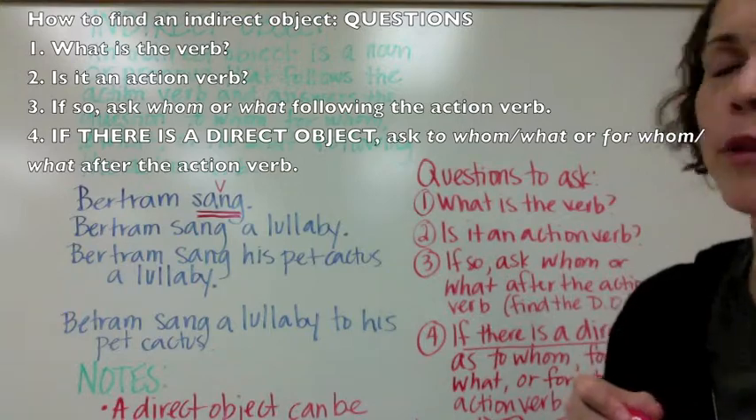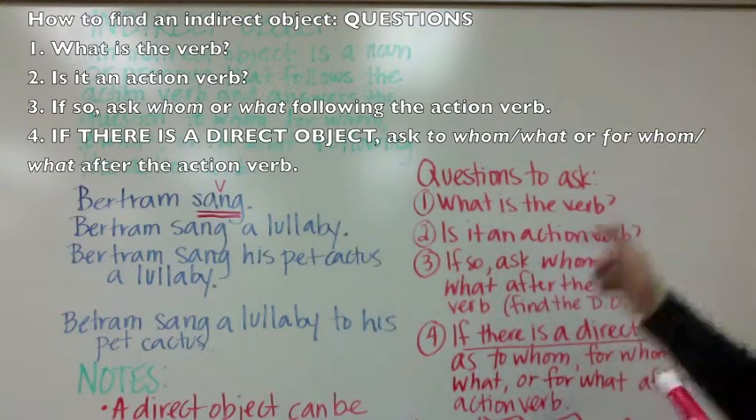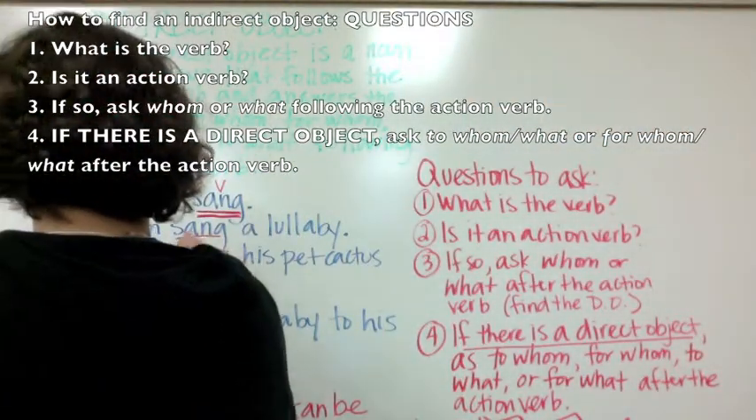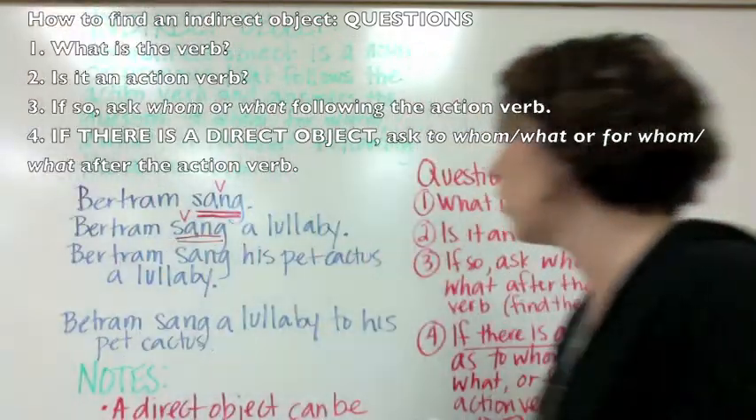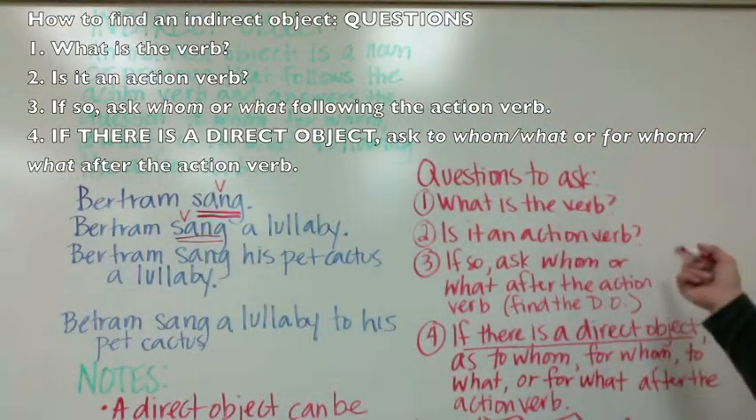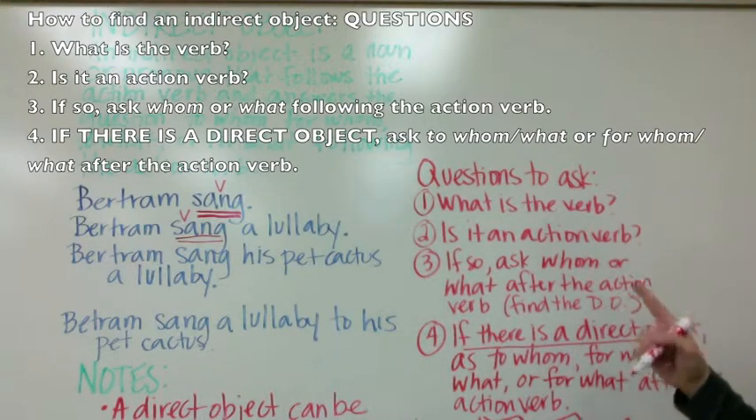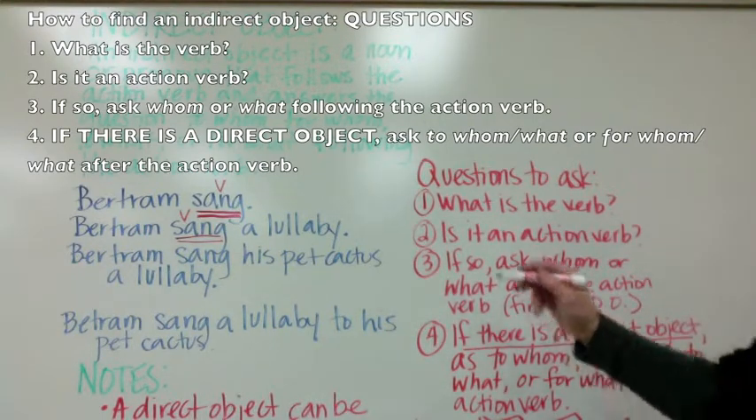Bertram sang a lullaby. Okay. What's the verb? Is it an action verb? Sang is a verb. It's our action verb. Since it is, we ask, sang whom or sang what? Bertram sang what? He sang a lullaby.